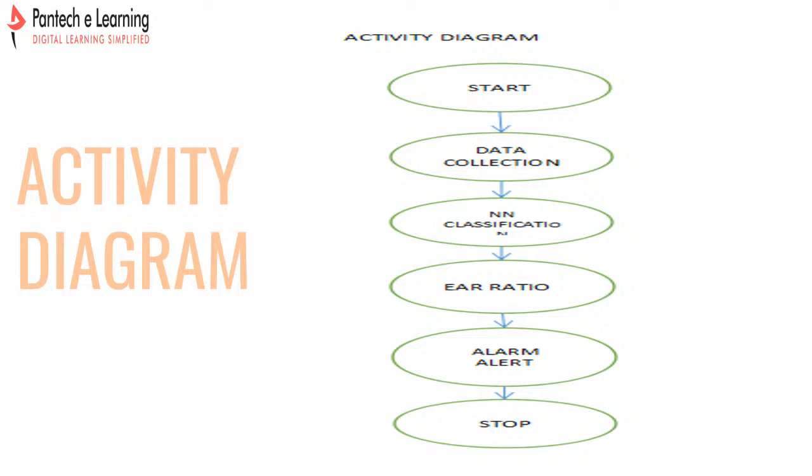So this is about the activity diagram, the workflow, how it is going to be done. First we are starting the camera and data collection. By using a real-time webcam, so this is a real-time project, we are going to enable the web camera and collect the frame data. First we need to convert the frame data into different kinds of arrays, so in the form of arrays we need to convert.